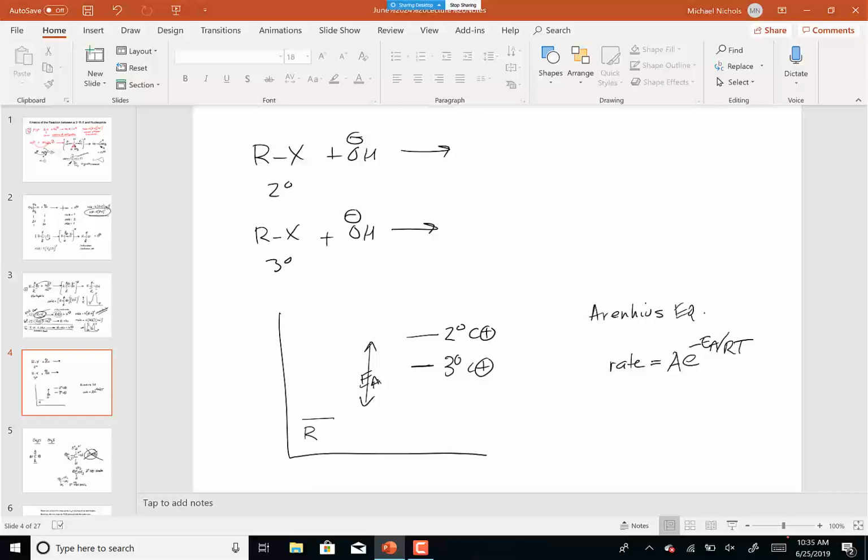Okay. So, rhetorical question here. If you would like to answer, go ahead. But you answer at your own risk. Which reaction is going to have the higher activation energy? Forming the secondary carbocation or forming the tertiary carbocation?